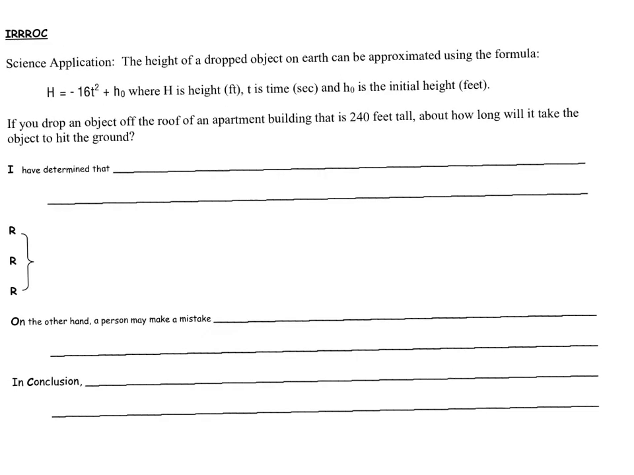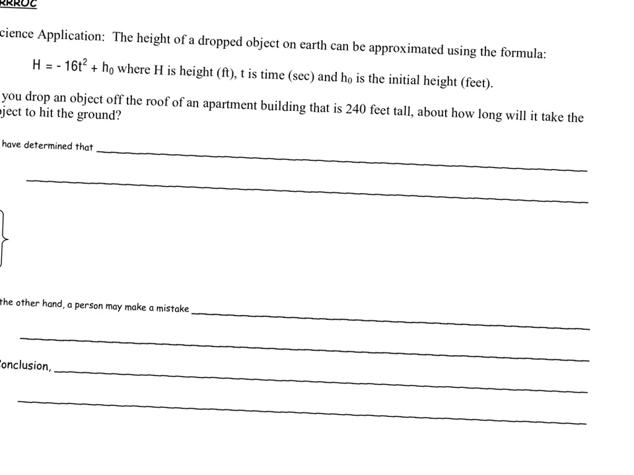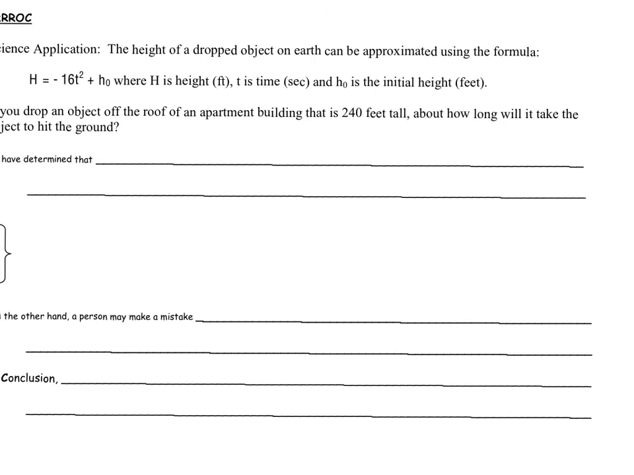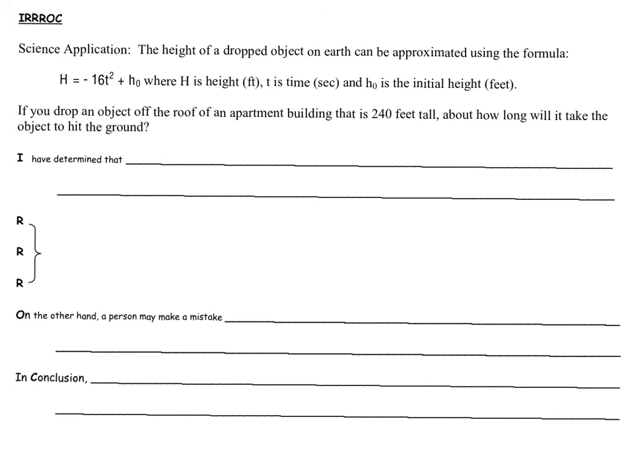So our I, we've talked about what I means. I means interpret, and not only interpret, but also then give your solution. So we have 2 points for that first I, interpret, and then give your solution. So looking at this question, I think, okay, I'm going to drop an object off an apartment building 240 feet tall. I know I'm going to have to use the equation they give me. And I'm trying to figure out how long it will take to hit the ground.